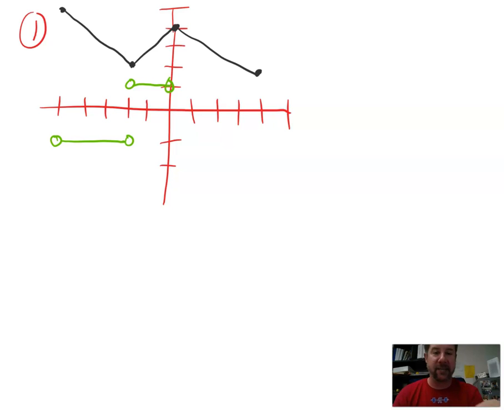Then on this last one we've got another pointy part, so an open circle right here. Now on this last one, I have a negative slope again, and I'm going down 1 over 2, so -1/2.